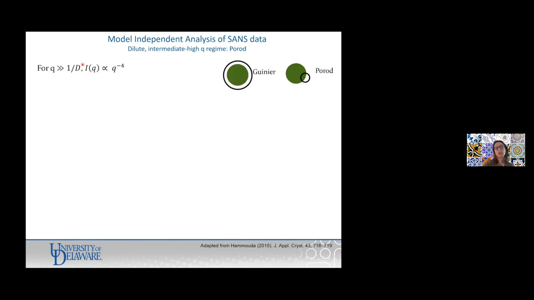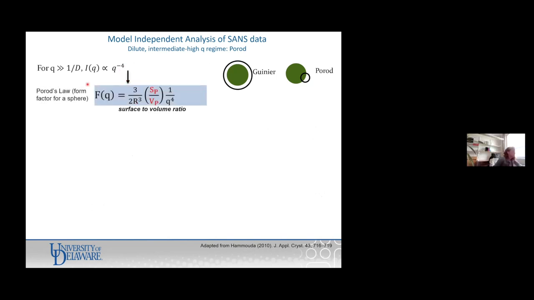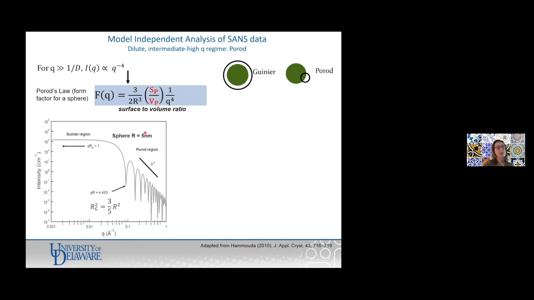If you're at a Q that is much larger than the largest dimension of your sample, something very interesting happens as well. Remember, we're in what we call the Porod region. The intensities will have a Q to the minus four dependence. For example, if you have a sphere, like we keep showing you there, we get what we call the Porod law, where the form factor is proportional to the surface to volume ratio. So again, we can obtain information about an important parameter, for example, for industry, and even for the food industry. Let's say you have a porous material in your sample. The surface to volume ratio may be very important information that you can measure with SAXS.